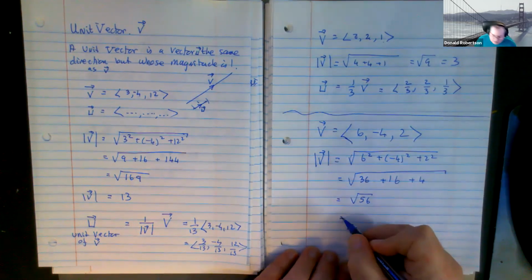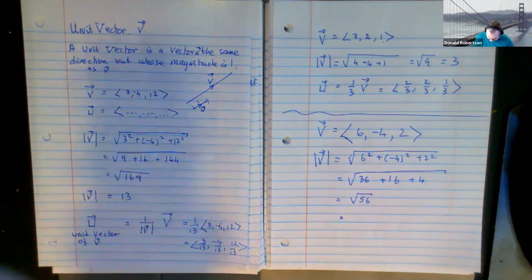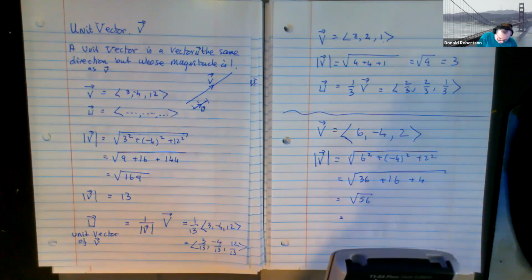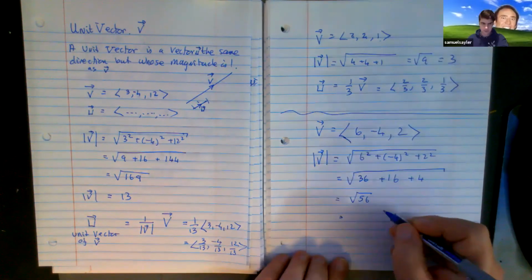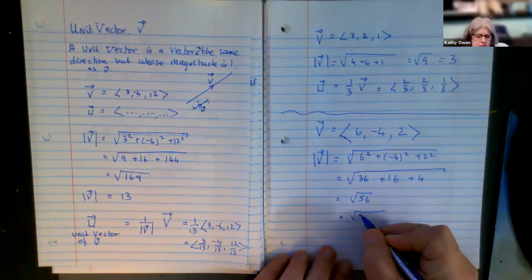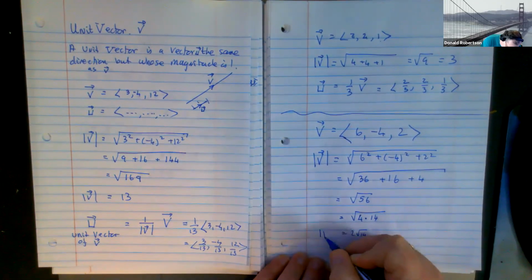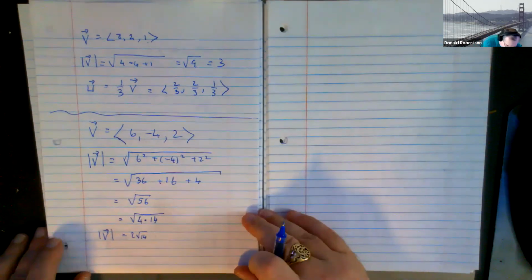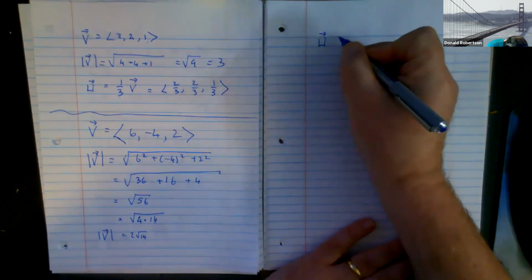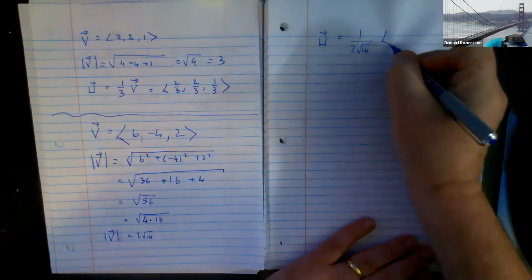Which I can simplify a little bit, can't we? Yes, you can. Anybody know what 56 can become? 2 root 14. Yeah. So it's going to be 4 14s. So it's 2 root 14. Okay. So now we can get the unit vector. The unit vector is 1 over this length, and the vector V, which is this guy.